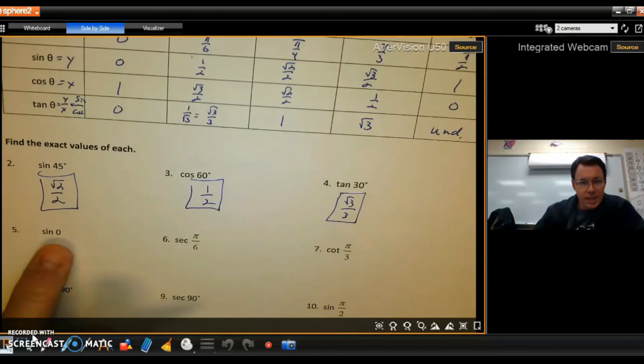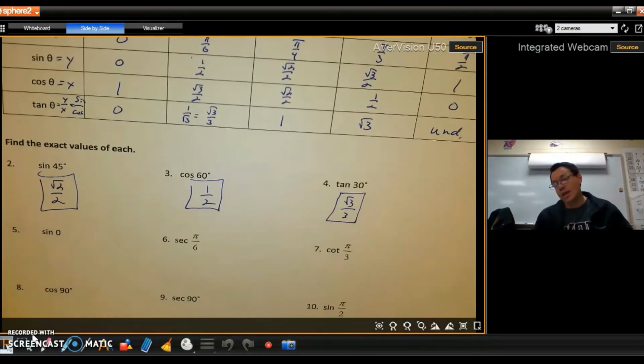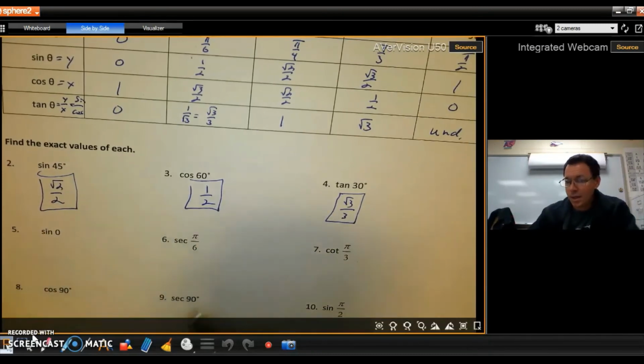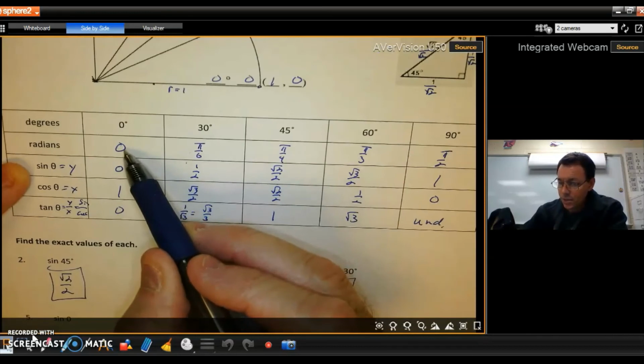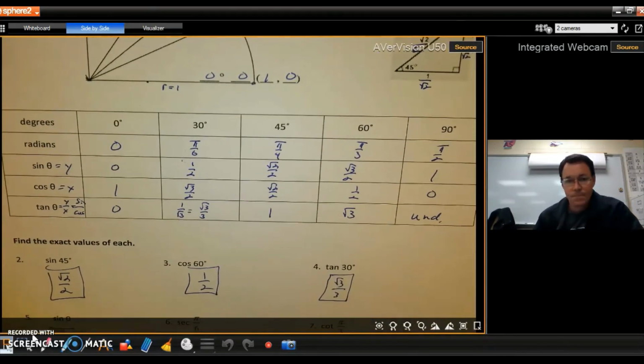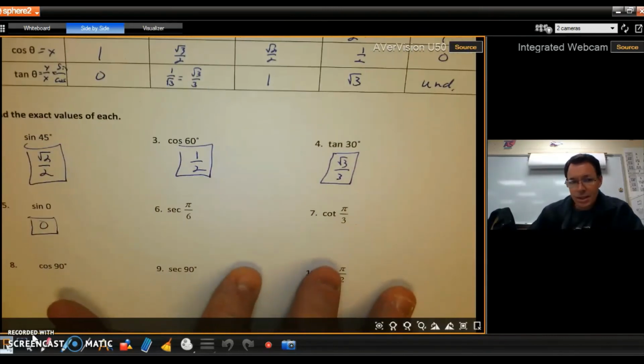Now, sine of 0. What 0 is that? It's actually 0 radians, but 0 degrees and 0 radians are the same, but the fact that you don't see a degree sign tells you that that's in radians, actually. So, sine of 0 radians is 0. Easy peasy.